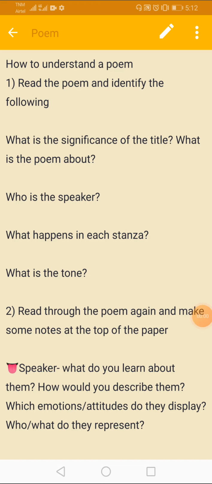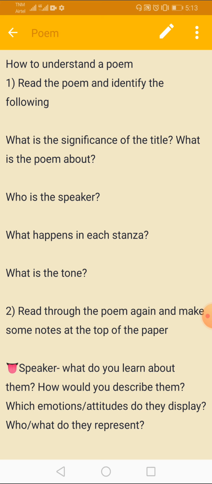Today, focusing on your book, today's topic is poem. We are going to try to see how we understand poems. I'm going to take you through the steps of how we understand poems. This is a very basic introduction to poems, and I hope we can do more and more as time goes by.